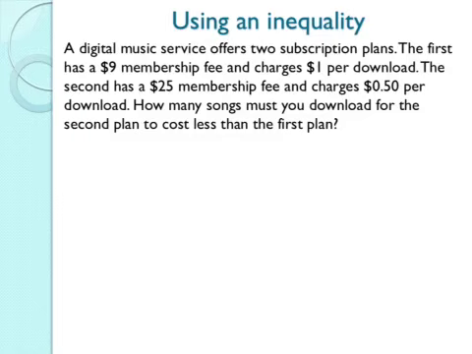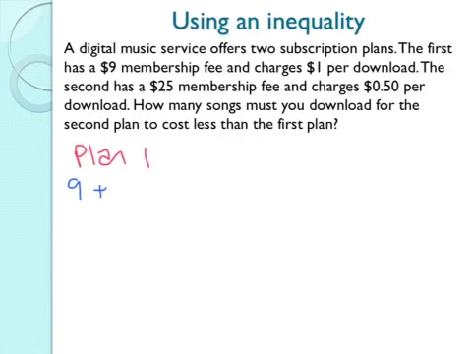So first we need to take these words and put them into an algebraic expression. So let's talk about the plans individually. Let's look at plan number one. Plan number one has a $9 membership fee and $1 per download, which means if I download nothing but I sign up, I still have to pay $9. And then for every song I download, it's $1. So this is not going to change, which means there's no variables attached. So it's just a plain $9 plus $1 per download.